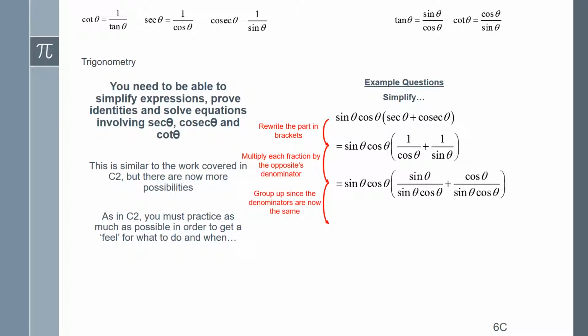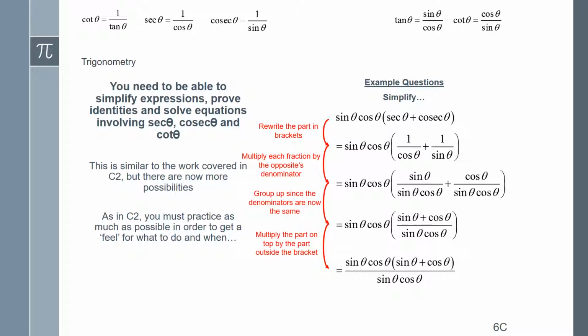And then, because we've got a common denominator, we can now group the second side. We can add it up. So it's sine theta plus cos theta over sine theta cos theta inside the bracket, and we've still got sine theta cos theta lurking outside of the bracket. If we multiply the part on the top by the part outside, we end up with that. Then we can cancel the common factors, the sine theta cos theta on the top and the bottom, to be left with sine theta plus cos theta. And quite frankly, we aren't going to get much more simple than that.